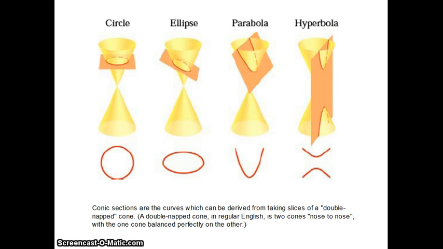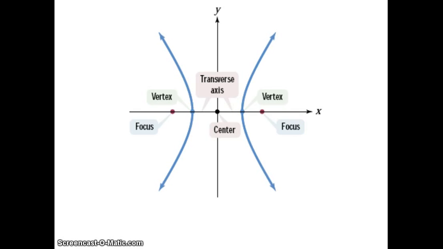If you take a double napped cone and intersect that double napped cone with a plane, then one of the resulting shapes is a hyperbola, where we have essentially two parabolas faced away from each other. A hyperbola has what's called a transverse axis. The transverse axis contains the focus points, which are in the cup of the parabola, and the vertices of the parabolas along with the center of the hyperbola.